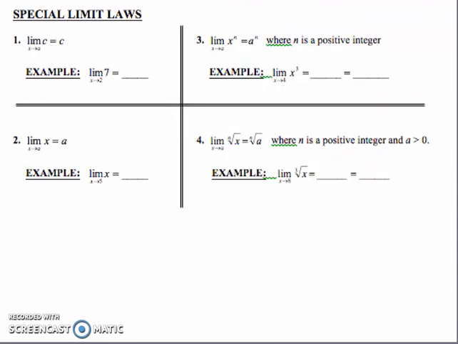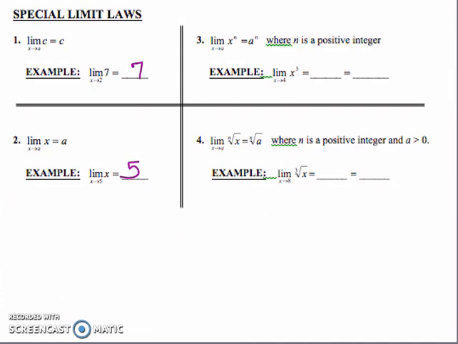Then on the back side, we've got a couple of special limit laws here. Our first one, the limit as x approaches a of c equals c. So with a number example here, the limit as x approaches 2 of 7 is still going to be 7. In example 2, the limit as x approaches a of x equals a. So the limit as x approaches 5 of x will be 5 because x is 5.